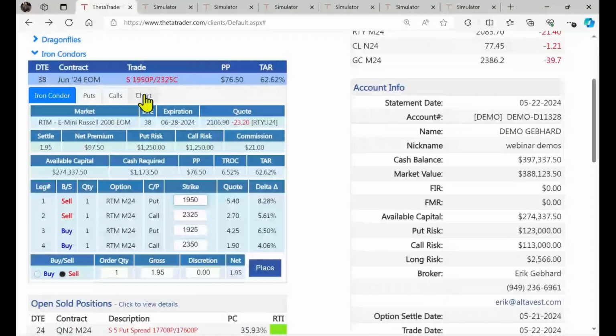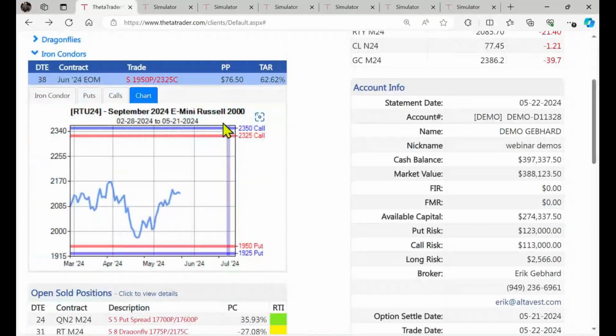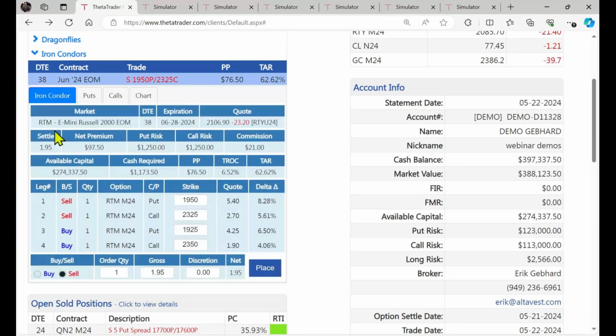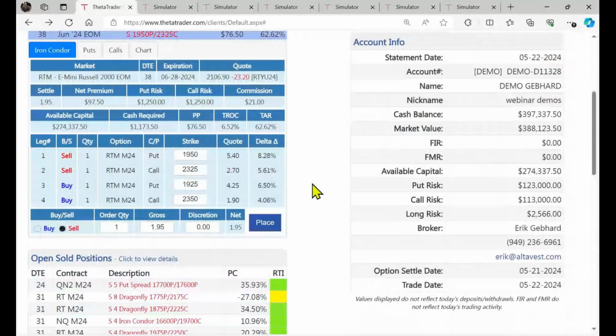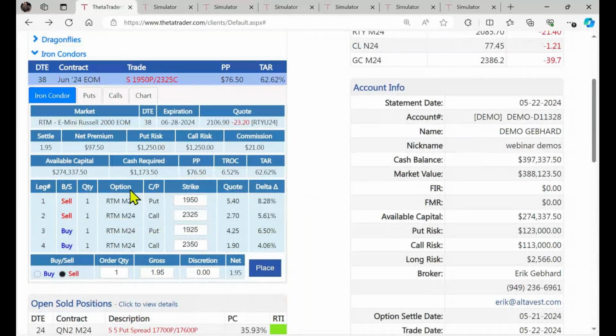And we'll look at this here. So here's the call spread you're selling, the put spread you're selling. Here's the current market price on the Russell. What's that, around 2,000, what are we at? Just over 2,000, 2,100 or so. But you can see the cash required is much smaller, just about $1,200.